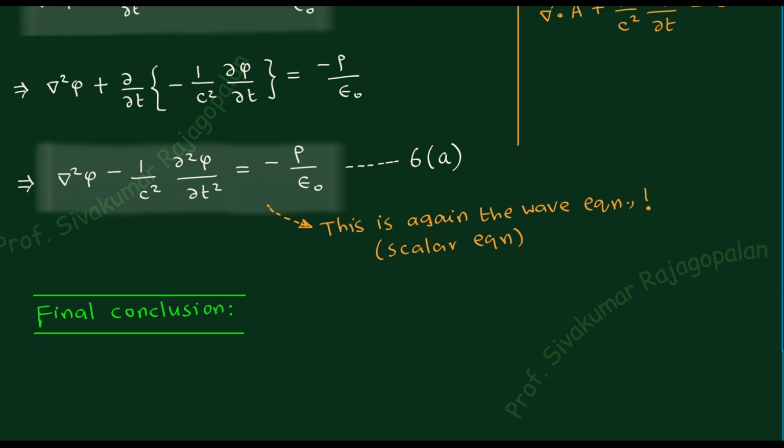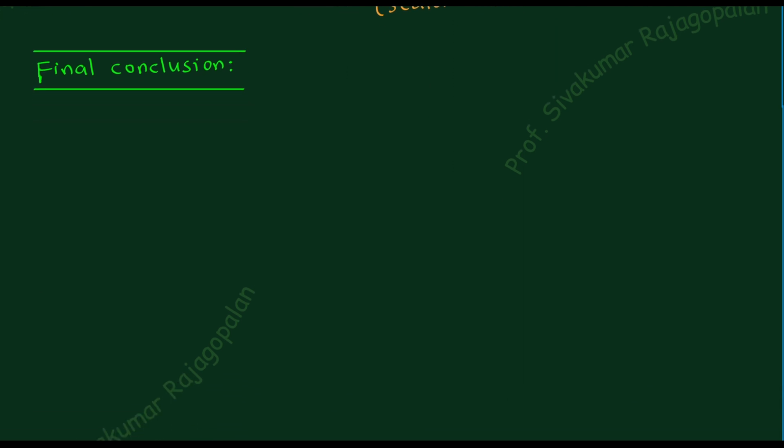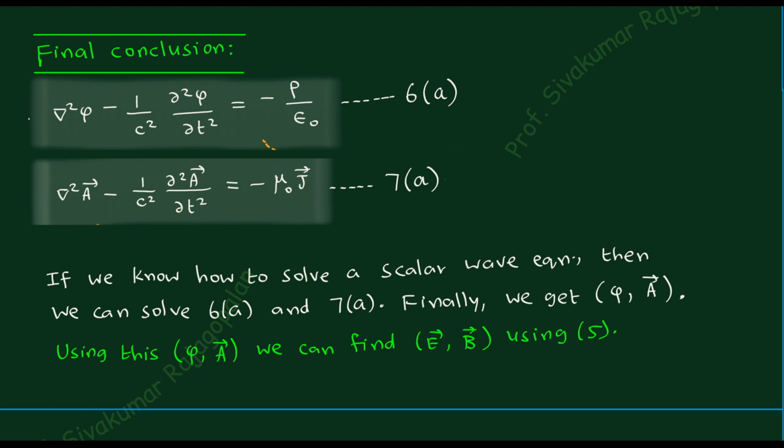That is the conclusion. So I will write down the conclusion. I will just copy the two equations, 6a and 7a, which we have derived by making use of the Lorentz gauge. This is a single scalar equation, and this other equation is actually a set of three equations for the A vector. All of them are identically the wave equation, which means that if you know how to solve one equation, you can solve all the equations together.